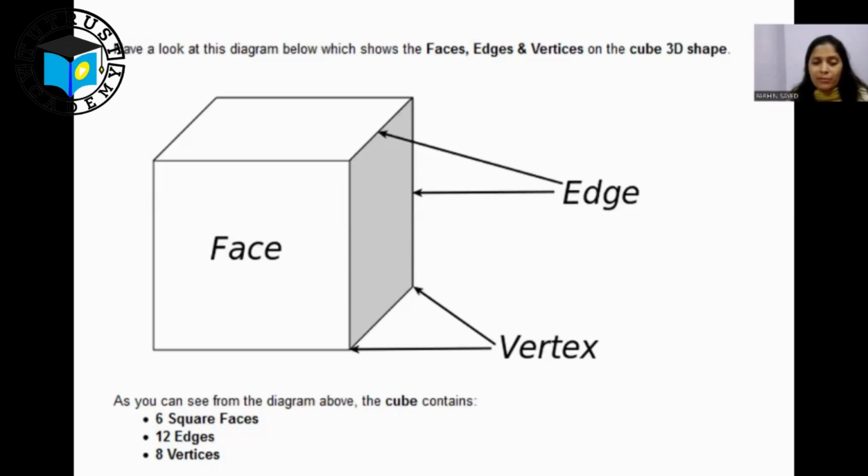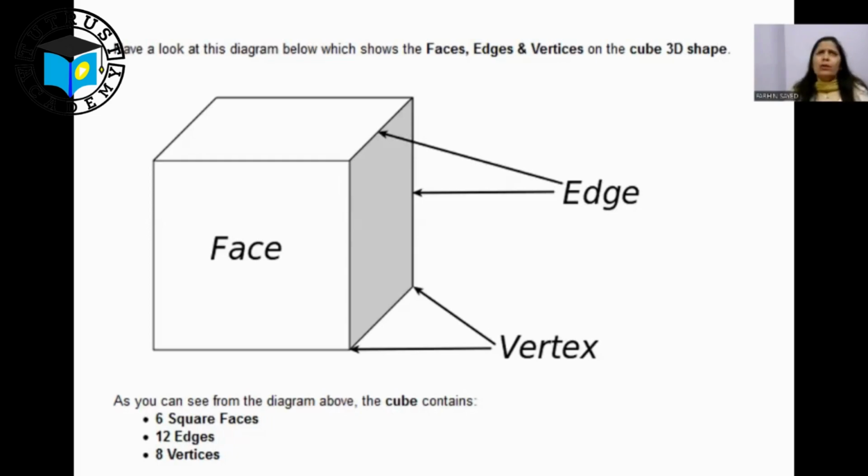Now, when I talk about the faces, all the faces of the cube are square. When I say square, it means they are all equal in size. All 6 faces are equal. All the sides are equal. Remember, a square has all 4 sides equal, right? So it has 6 square faces. All the squares are of the same size. It has 12 edges. It has 8 vertices.